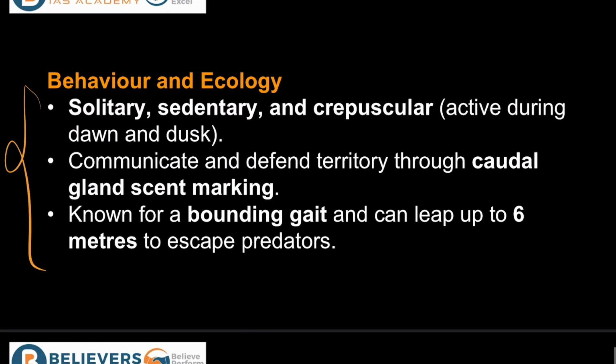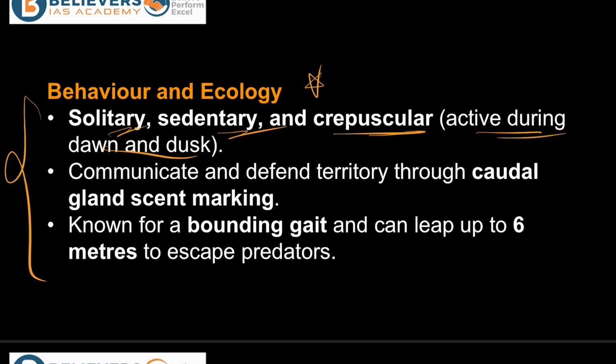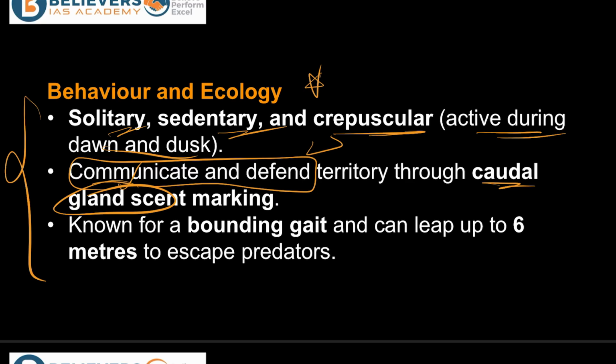And talking about the behavior of this particular species, it is solitary, sedentary, and crepuscular, meaning they are active during dawn and dusk. And talking about communication, they are very defensive, and there is a special gland in every deer called the caudal gland, and they spray certain scent from this caudal gland. The caudal gland usually is situated right under the tail, and it secretes a particular scent, a particular smell, which is used for communication.